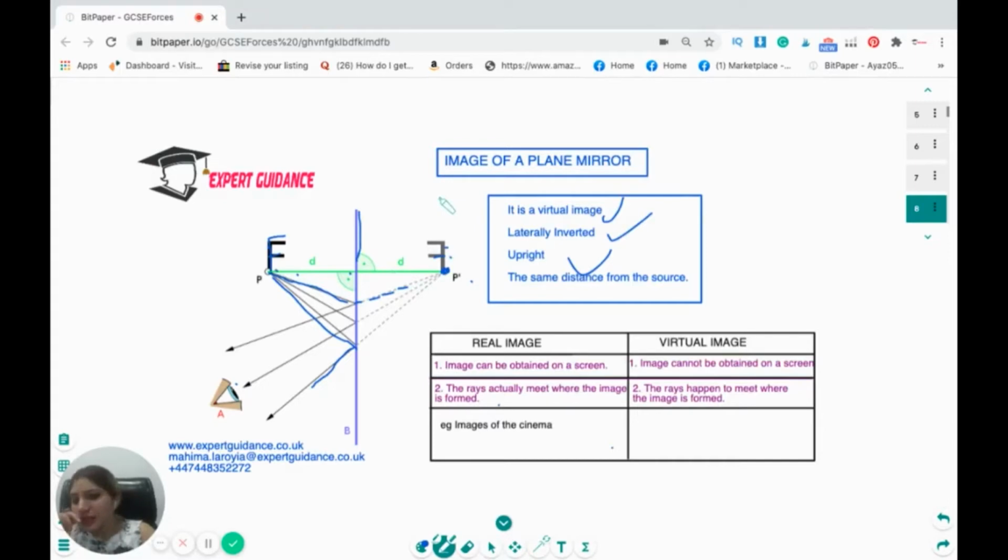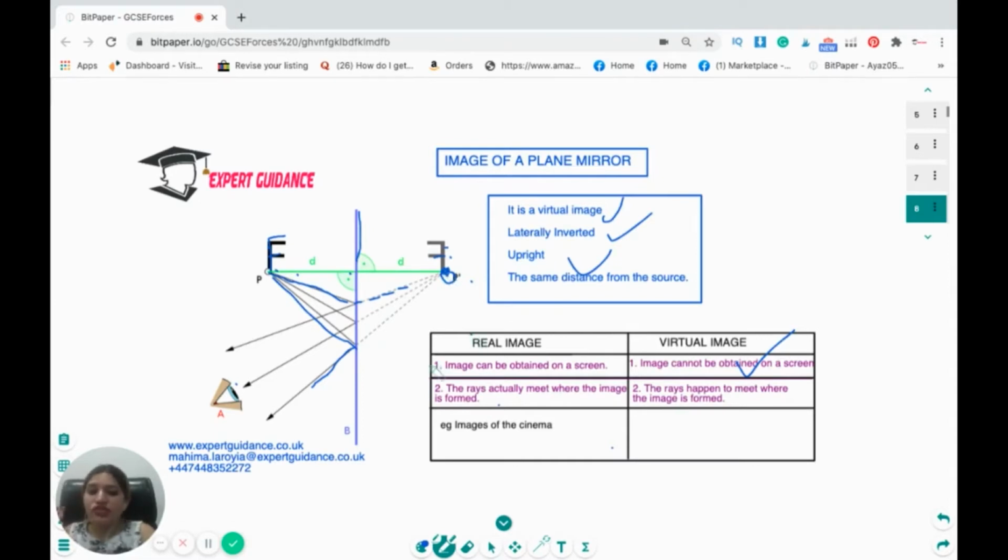Okay, so the image of a plane mirror is a virtual image. What is a virtual image? It is an image that cannot be obtained on a screen. In a virtual image, the rays do not actually meet, but they appear to meet where the image is formed. So actually, the rays are not meeting here. We have extrapolated them so that they appear to meet there, and there you see the image.